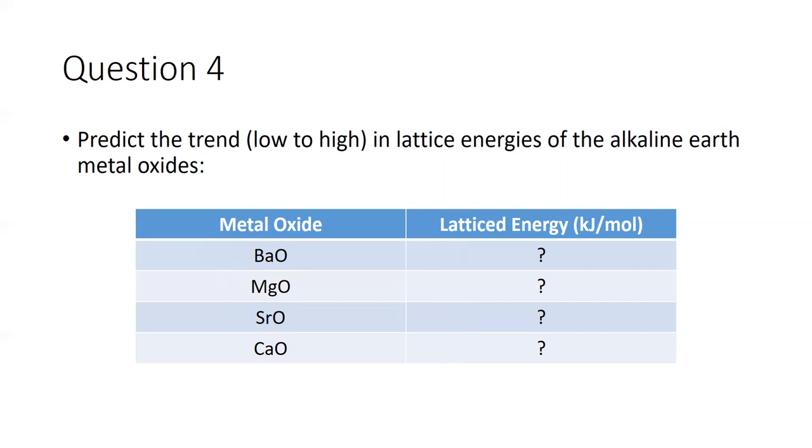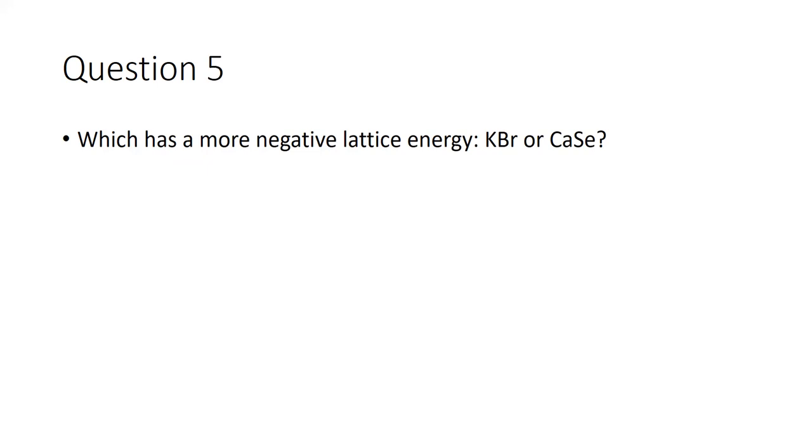And then one more question, just to make sure we have this concept. Which has a more negative lattice energy, and more negative means stronger. Negative energy is a good thing when we talk about energy. So the more negative you are, the stronger you are. So which one has more negative, KBr or CaSe?